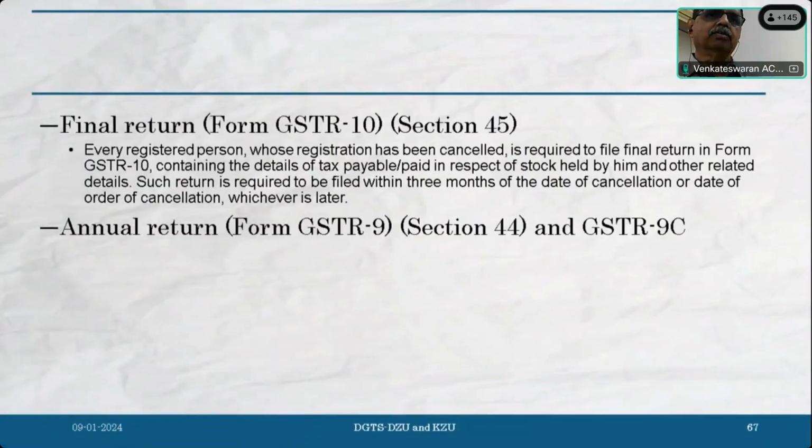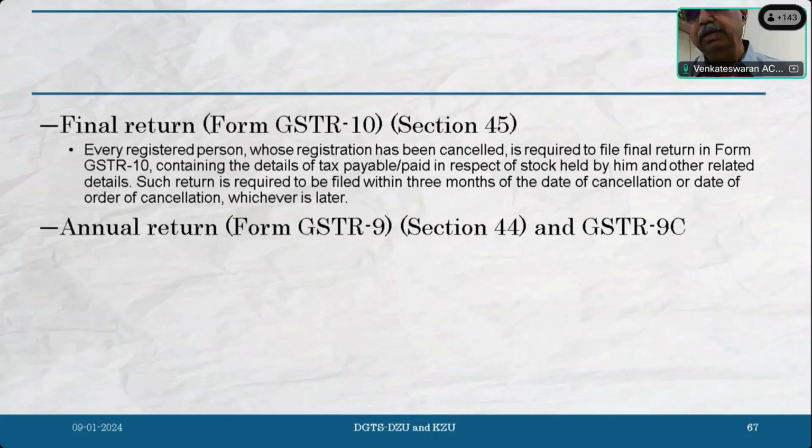Then the final return. Many people are surrendering their RC for the reason of closure of business. Unfortunately, they are not filing GSTR 10. GSTR 10 is a final return which indicates I closed my business. This is my closing stock, or I am not having any stock. This is my future communication. What happens on failure to file this return? You will be having unnecessary penalty on account of GST.